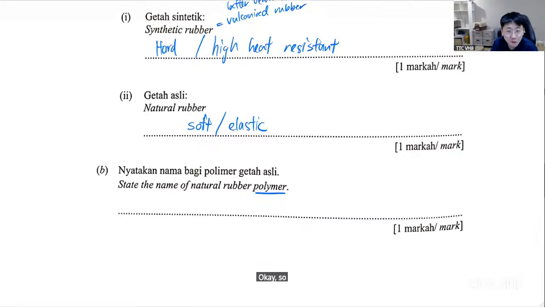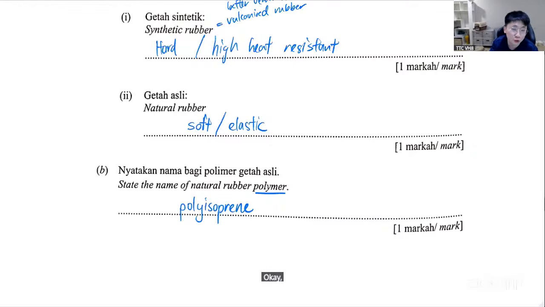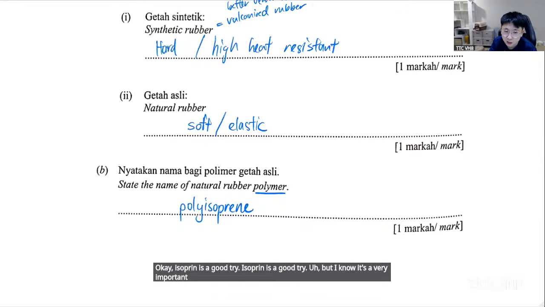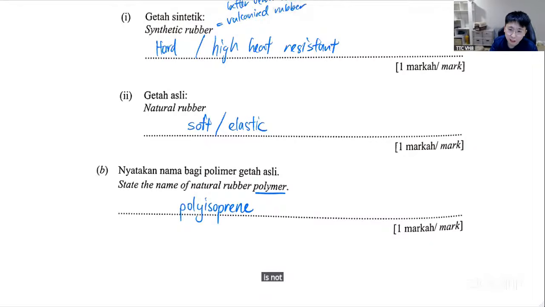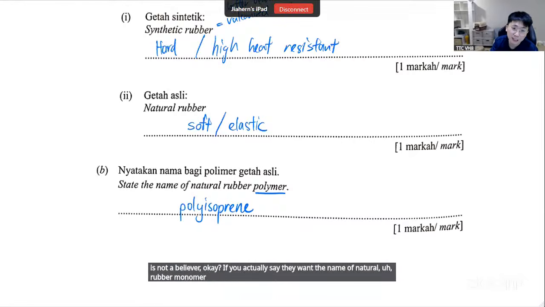Okay, so you all fall into the trap. You say, okay, teacher, natural rubber, isoprene. But guys, it's supposed to be polyisoprene. Isoprene is a good try, but it's a very important and tricky trap. So it's polyisoprene. You never leave out the word poly, because it's a polymer. If they actually want the name of the natural rubber monomer, then you can say isoprene.